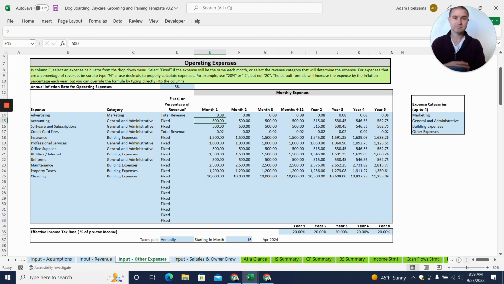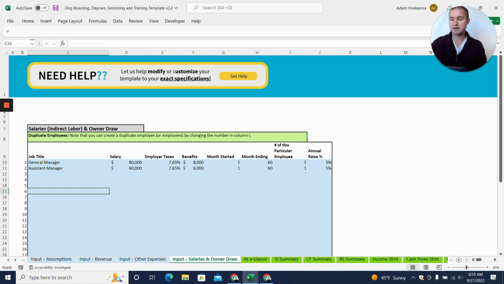Now, accounting, we're saying, hey, that should be kind of a fixed rate. And so we have that selected as fixed, $500 a month. And then you can see up here, we've got this inflation rate that kicks in. So in year 2, our price point for accounting goes up 3% due to inflation. You can see different expenses that you can enter in here, either as a percentage of revenue or a fixed dollar amount. And then lastly, we have a salaried position.